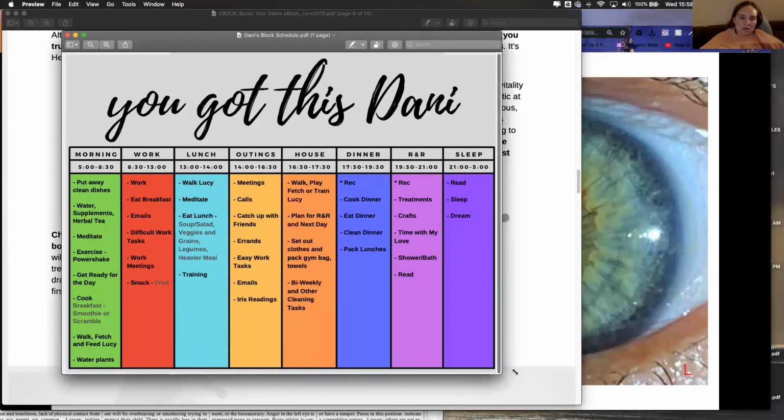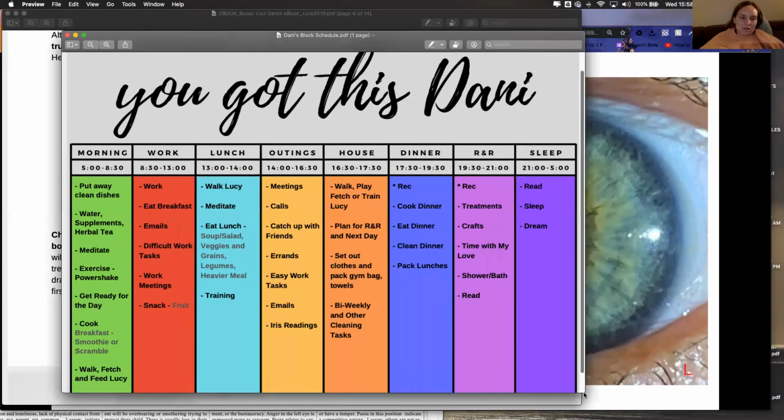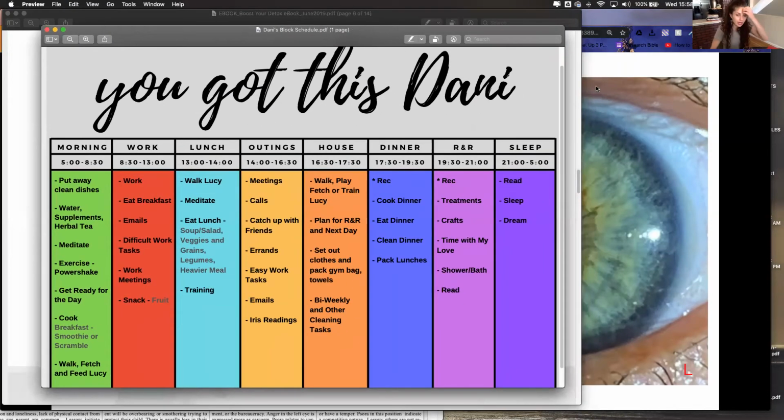I made this so that I could start to organize my mind. Okay. So, in the morning, okay, a block schedule is like when we were, I don't know, in high school.